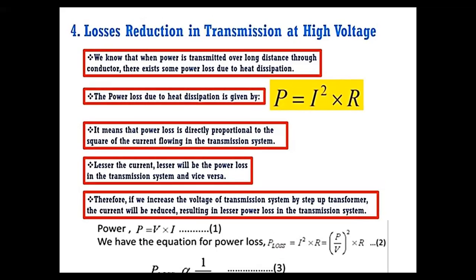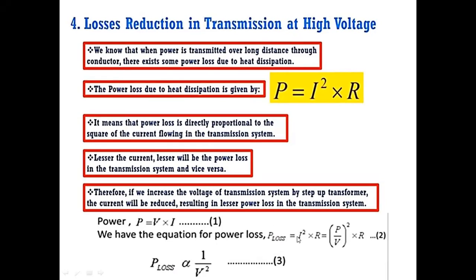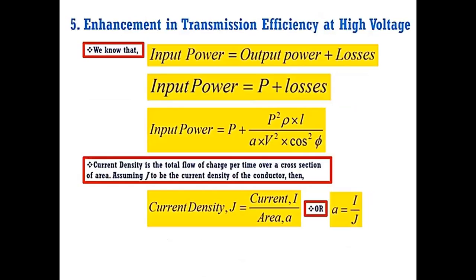Power loss is equal to I square R. So as we know that P is equal to VI, I is equal to P over V. So replacing I by P by V, we will get P square R over V square. So it means power loss is inversely proportional to V square. So if we have a high voltage, the power losses will be reduced.